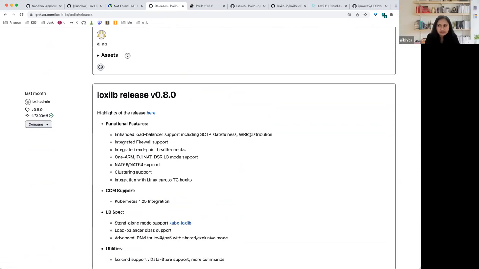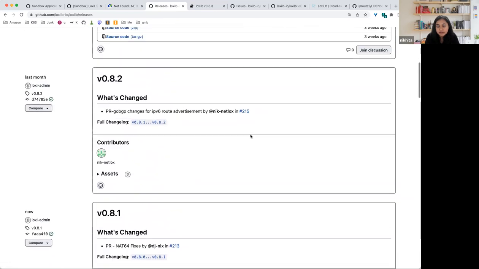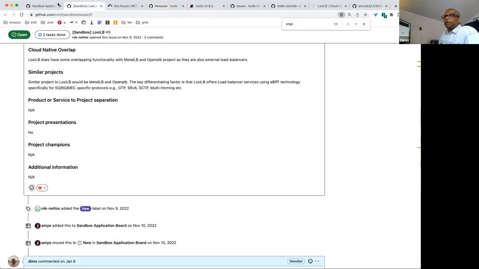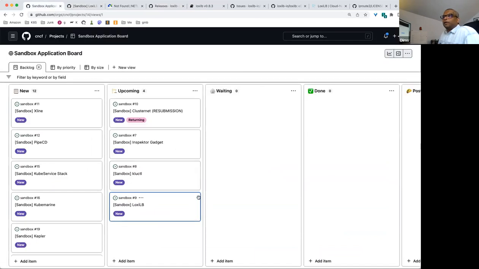Can we ask them to present to the TAG Network, to also increase the contributor base? Yeah, let's use the same thing that we used for Clusternet. Go to the TAG and do it as pending and come back when you have a few more external folks, not just from Netlox. Seems acceptable to everyone.